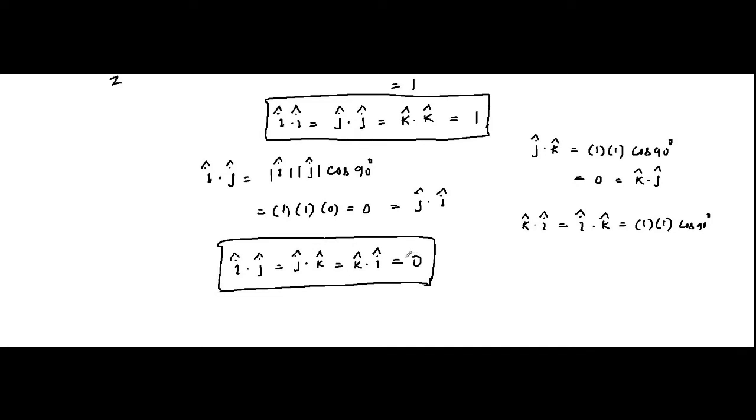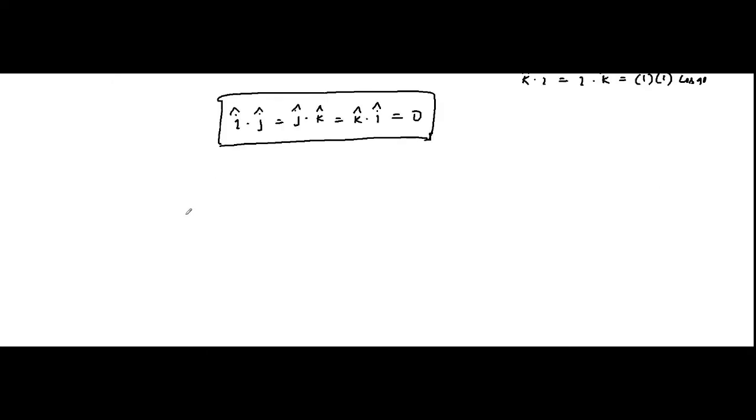Okay, so let's say we have two vectors. We have a vector A, which is specified as ax i cap plus ay j cap plus az k cap, and we have another vector B, which is bx i cap plus by j cap, so that you don't confuse between i and j, plus bz k cap.